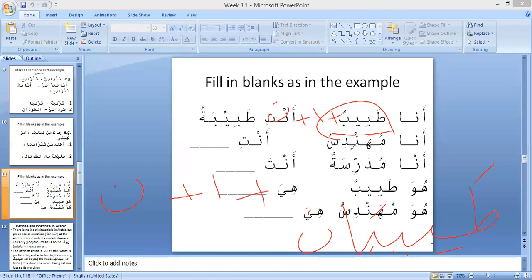Muhandis. Who can tell us Muhandis becomes what? It's just that long vowel, you add it. So Muhandis, Muhandisan. Yes, Muhandisan. That's right. So you say Tabiban, Muhandisan. And Muhasib, Muhasiban. That's right. Muhasiban.